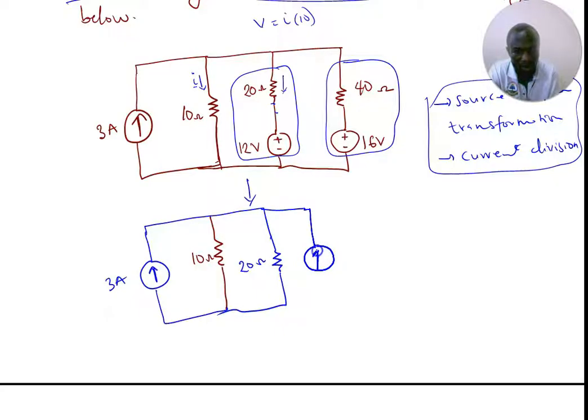Which is parallel to the current source. And the current source is going to be upward because this voltage is moving upward. You know that V equals IR, and I will be equal to V over R. So here the current source is going to be the voltage, which is 12 volts, over, sorry, not 20, it's going to be 12 volts over the 20. That's the resistance. You get it?